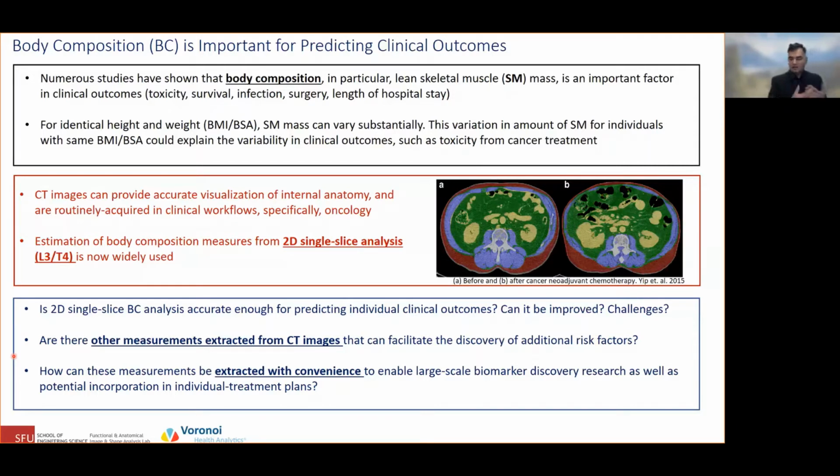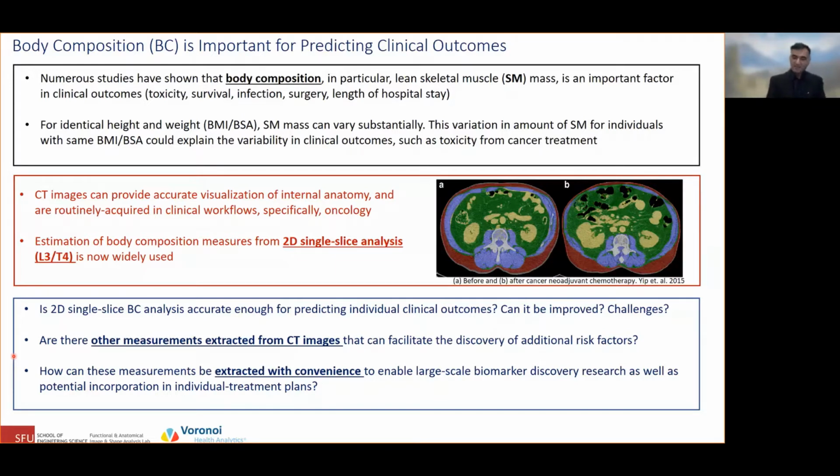Now, for the longest time, BMI, body mass index, and BSA, body surface area, have been the measurements of choice to use for body composition prediction. But for identical height and weight, that is the same BMI and BSA, skeletal muscle mass can vary substantially. This variation in the amount of skeletal muscle for individuals with the same BMI and BSA could explain the variability in clinical outcomes, such as toxicity from cancer treatment.